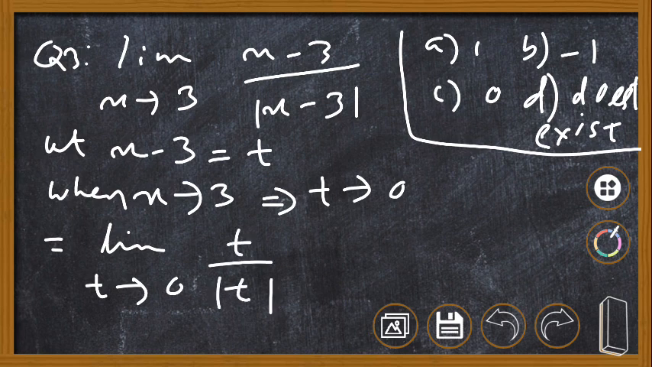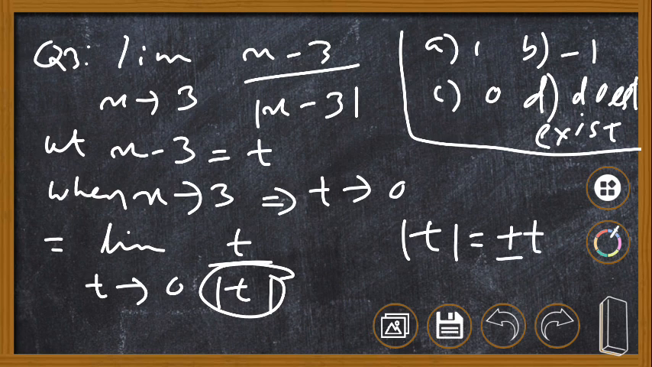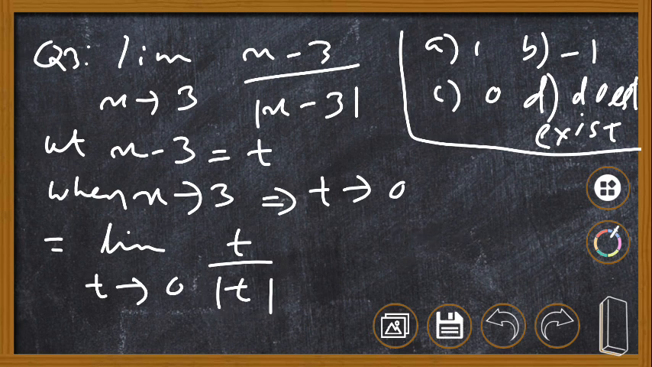Now, here I have to see two things. Modulus gives us two values. Mod t will be either plus t or minus t: plus t when t is more than 0, and minus t when t is less than 0. This is a confusing thing, so for this confusion, I will find both LHL and RHL, that is, left hand limit and right hand limit.